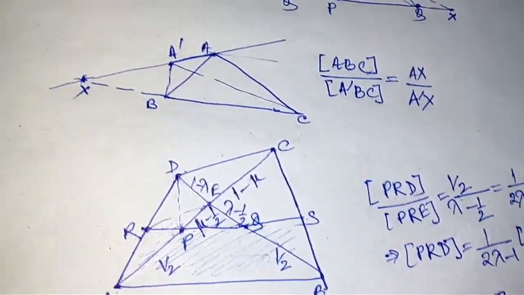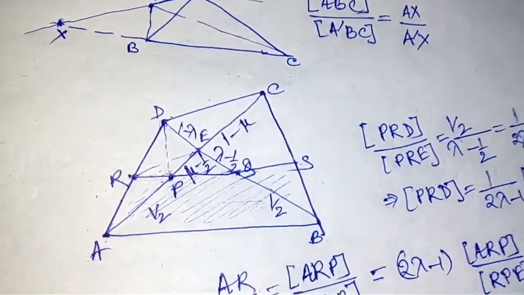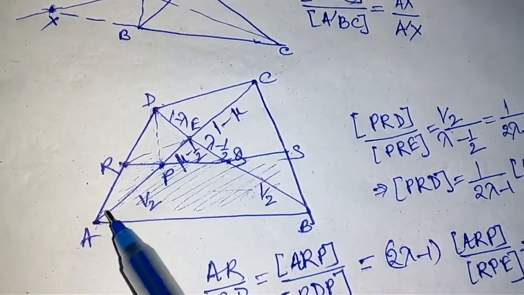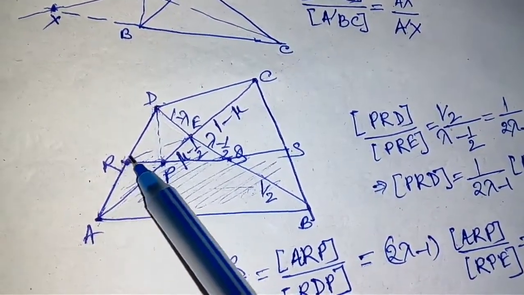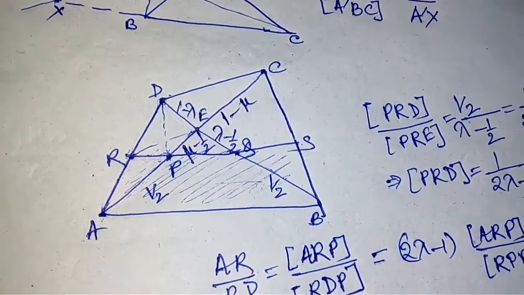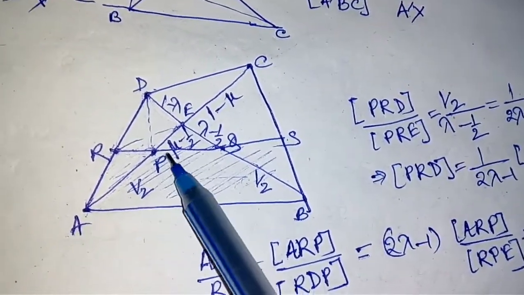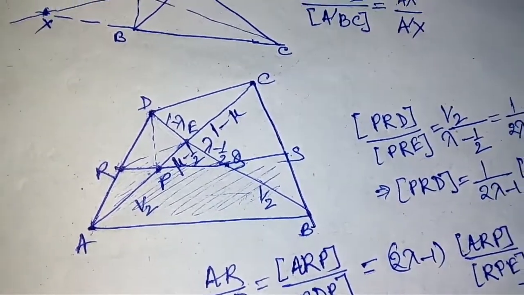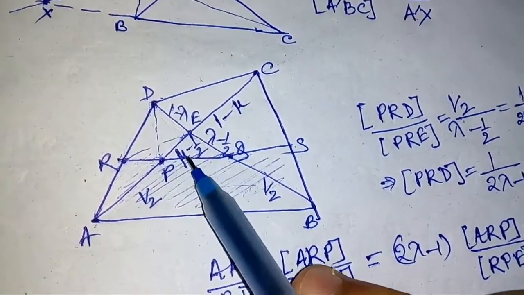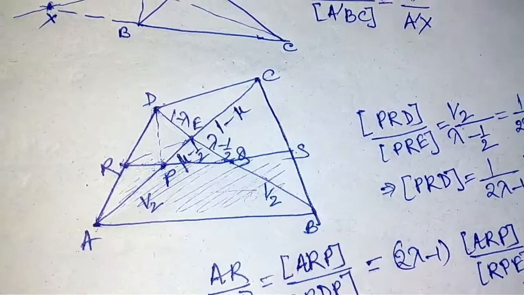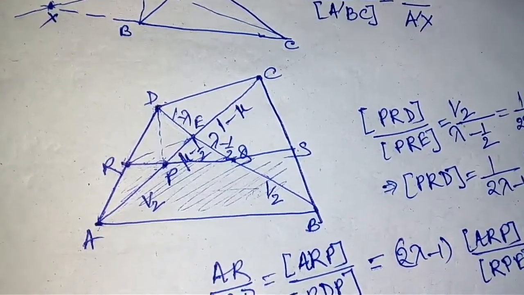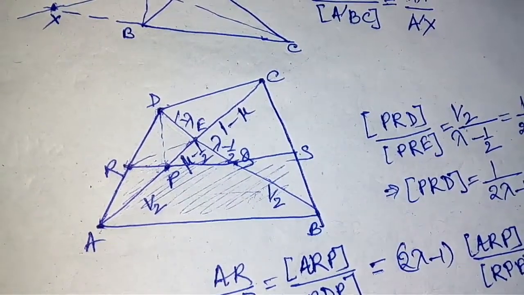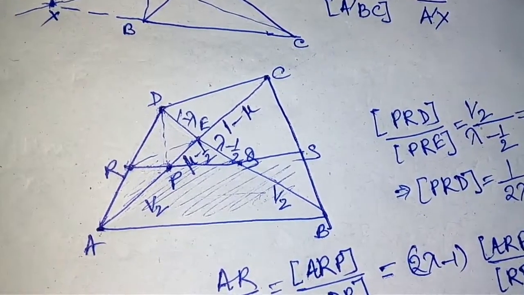Now let us solve one question to understand the significance of this. Suppose I want to solve for the ratio of AR to RD. It is given in the question that P is the midpoint of AC, Q is the midpoint of BD, and AE is mu times AC. Alright, I think it is mu or 1 by mu. Let me check once.